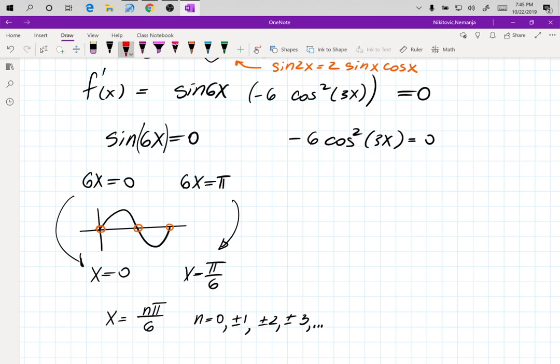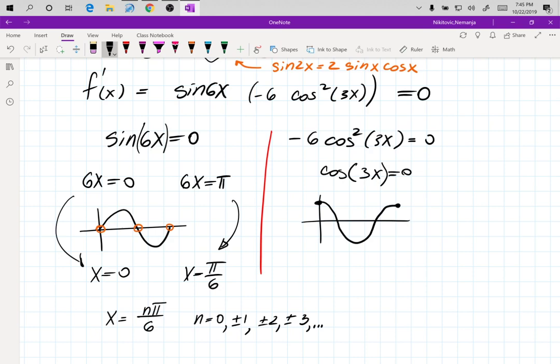So that's that. On the other side with the cosine, well, negative 6 divided into 0 just goes away. Square root of 0 still goes away. So this is just cosine of 3x equal to 0. And if you consider the cosine, which starts at 1, dips down, goes up, back to 1, it goes through 0 at pi over 2 and 3 pi over 2. So 3x is pi over 2, and 3x is 3 pi over 2 in the solution.